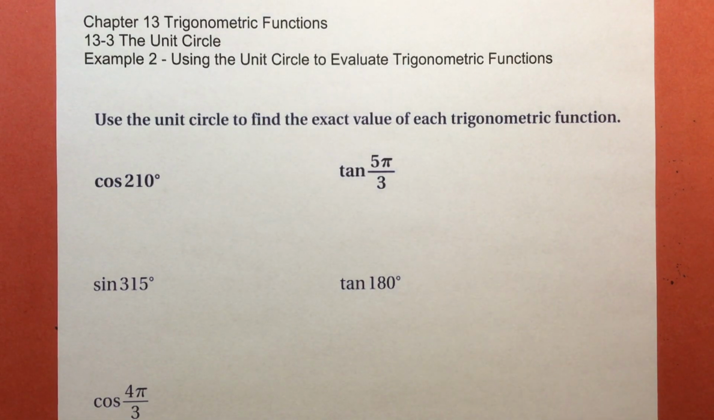Hello, welcome back to Chapter 13, Part 3, where we're talking about the unit circle. In this example, we're going to use the unit circle to find sine, cosine, tangent. Sometimes, though not in this problem, you could also use it for the other three. But we're just going to focus on sine, cosine, tangent of angles that are identified on the unit circle.